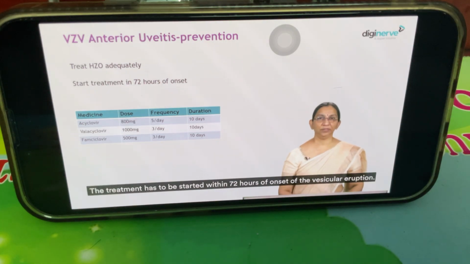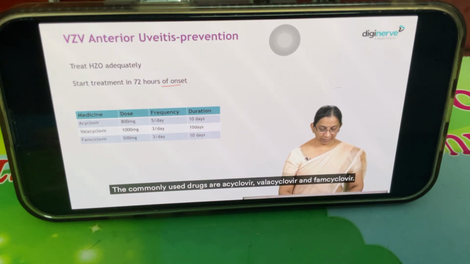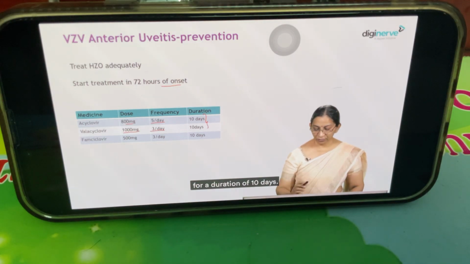Coming to herpes zoster-related anterior uveitis, treating herpes zoster itself adequately is an important step in preventing anterior uveitis. The treatment has to be started within 72 hours of onset of the vesicular eruption. The commonly used drugs are acyclovir, valacyclovir, and famciclovir. Acyclovir is given 800 milligrams 5 times a day. Valacyclovir 1 gram 3 times a day, usually for a duration of 10 days.